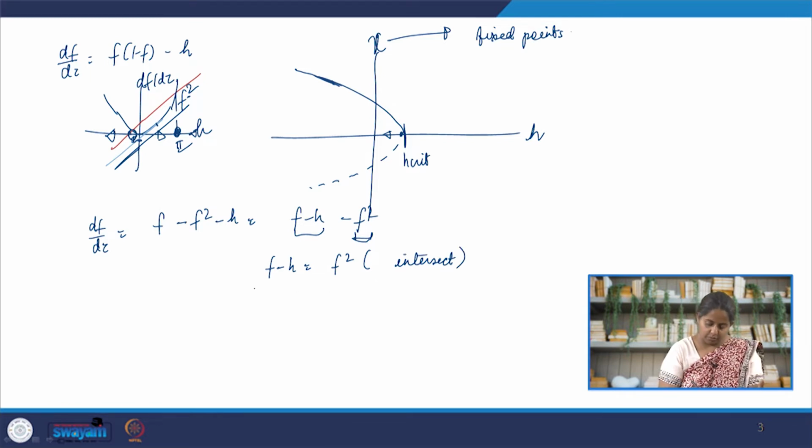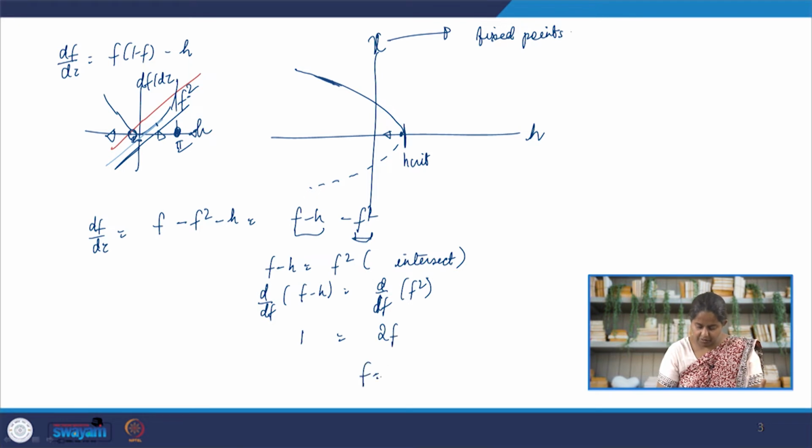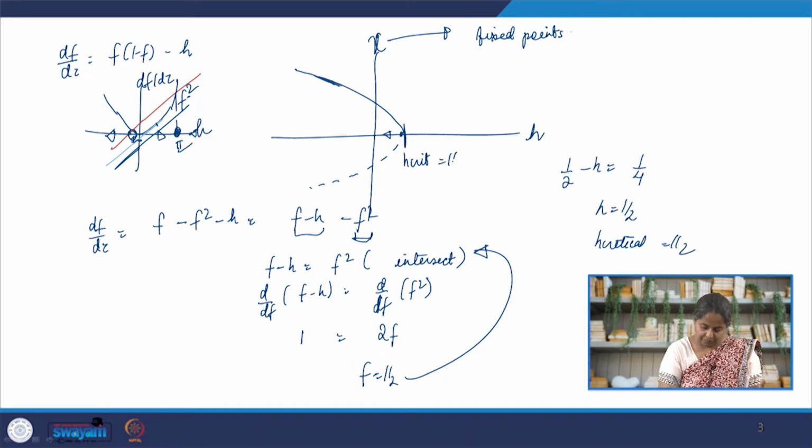And the second is that the slope is same. So, if we differentiate it by d by df, they would be same. So, let us do this. Here we get 1 equals 2f, f is equal to 1 by 2. So, if we put this information here, we will get h is also equal to 1 by 2. So, we get our h critical is equal to 1 by 2. And the value of f at this point is 1 by 2. Okay. So, this is our fishery model.